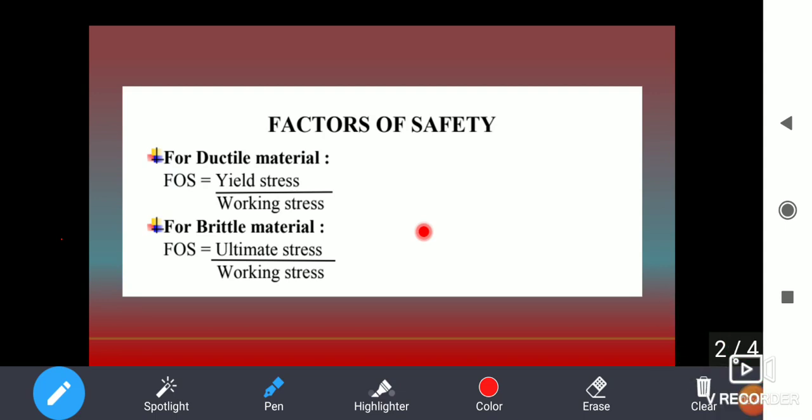In case of variable loading, the factor of safety would be the ratio of endurance limit stress to working stress. Actually, the basic fundamental thing which we want to know about factor of safety is that it is a number which is always greater than 1. So we have to remember an important thing: factor of safety should be greater than 1. Now we would be having certain questions, that is, why do we use factor of safety?